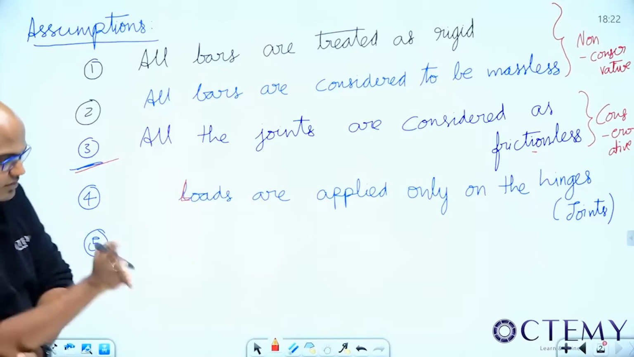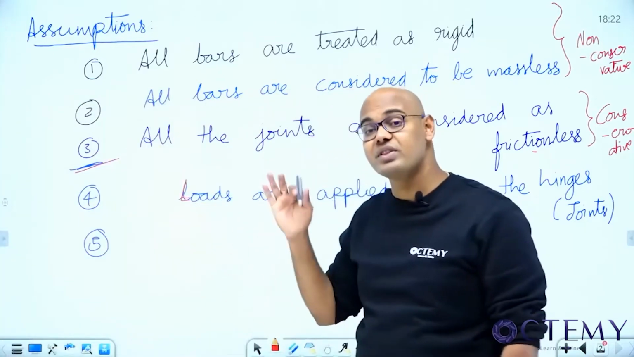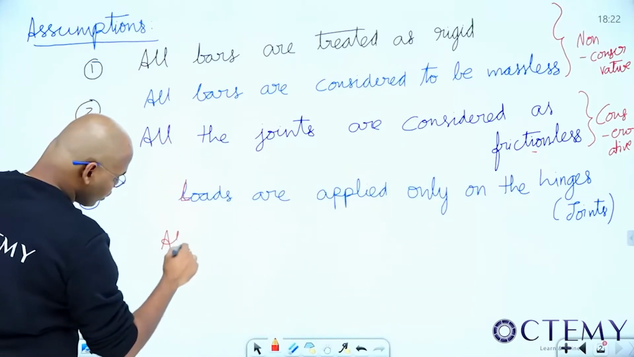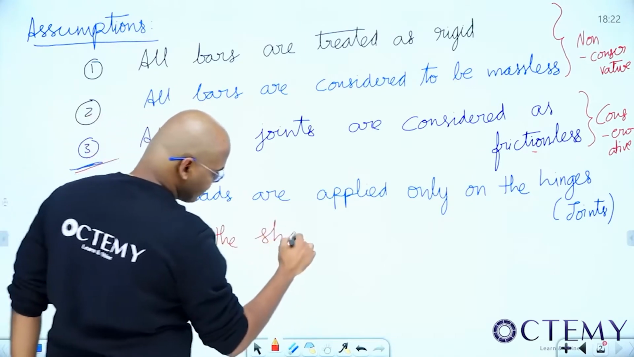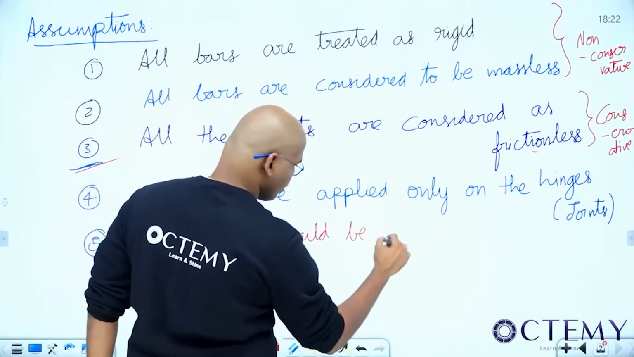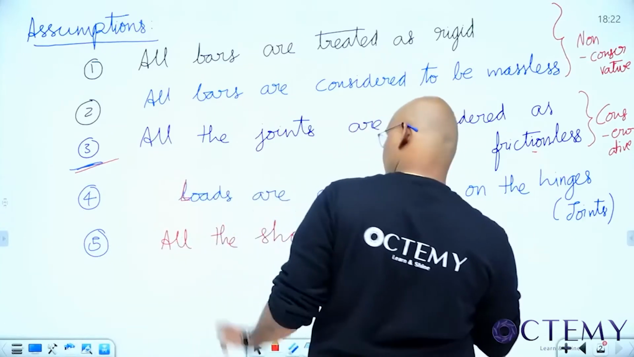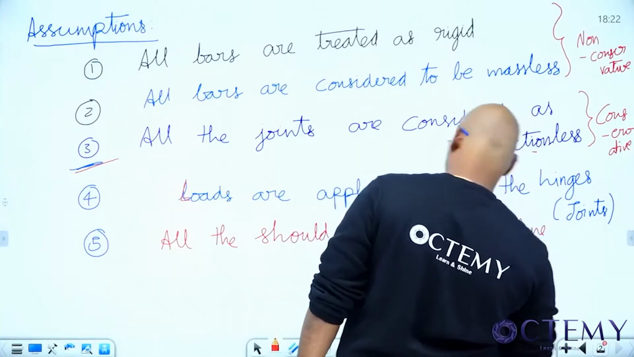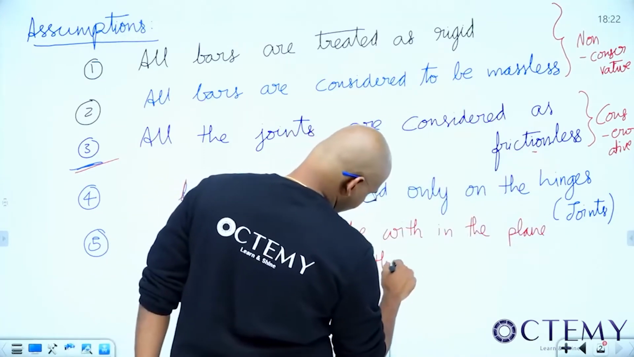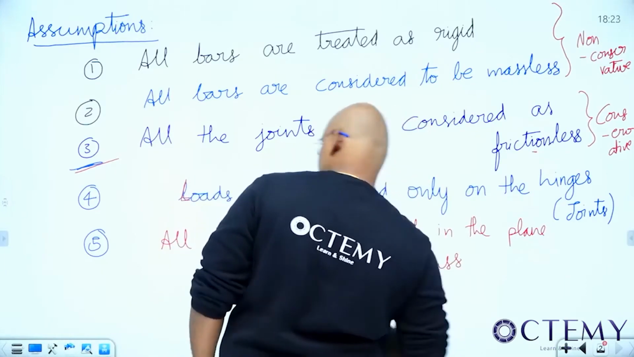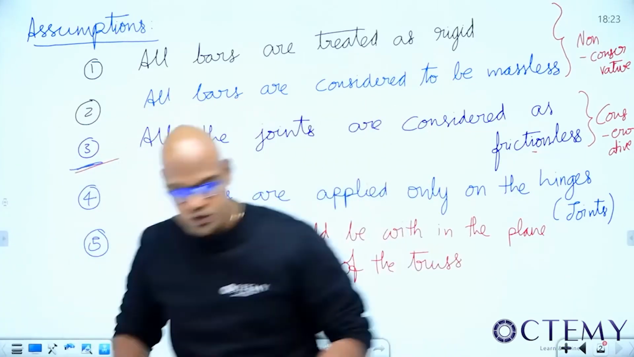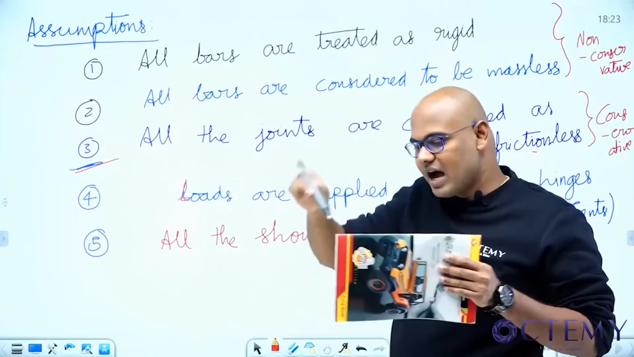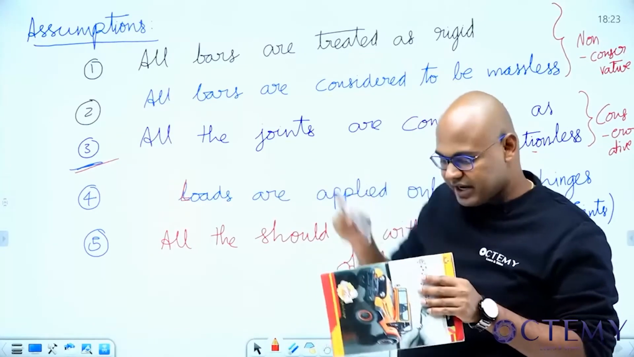As I'm only dealing with a plane truss, the loads on the truss also should be within the plane of the truss. All the loads should be within the plane of the truss. Okay, so what's the meaning of that? See, if suppose this is my truss, maybe somewhere here it is a truss, I cannot apply the force like this, or like this, or like this, from other directions I cannot apply.